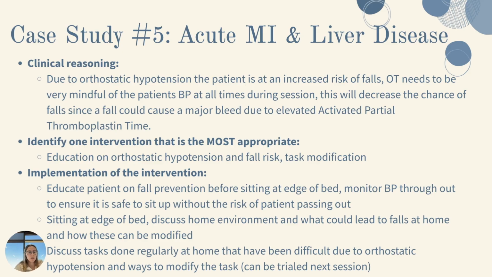And then if they're able to sit at the edge of bed, this can happen in bed as well, we would want to discuss their home environment and different areas that could lead them to falling at home and how this could be modified. Discussing these tasks will help them in their transition back to home. And then we also want to discuss tasks that they do regularly at home. This is also while monitoring their blood pressure to make sure that their orthostatic hypotension doesn't decrease too much. And then we want to find those activities that they do at home normally and ways to modify it that we can trial the next session that they are with us.